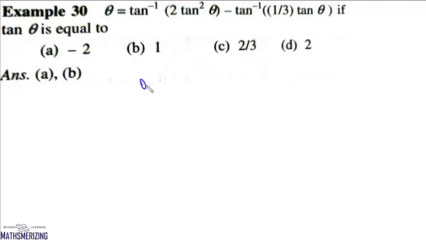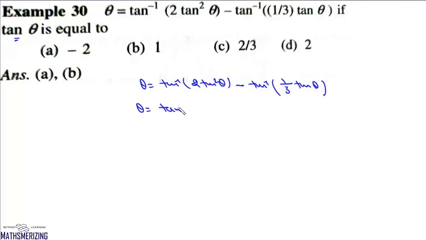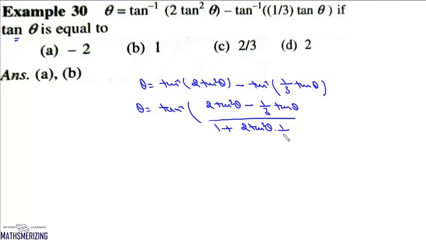Now here the question is, if theta equals tan inverse 2 tan square theta minus tan inverse 1 by 3 tan theta, then we'll need to find the value of tan theta. Now we'll use the formula for tan inverse x minus tan inverse y. We'll write theta equals tan inverse of 2 tan square theta minus 1 by 3 tan theta upon 1 plus 2 tan square theta into 1 by 3 tan theta. Now we'll take this tan inverse on the left hand side. So it'll be tan theta.